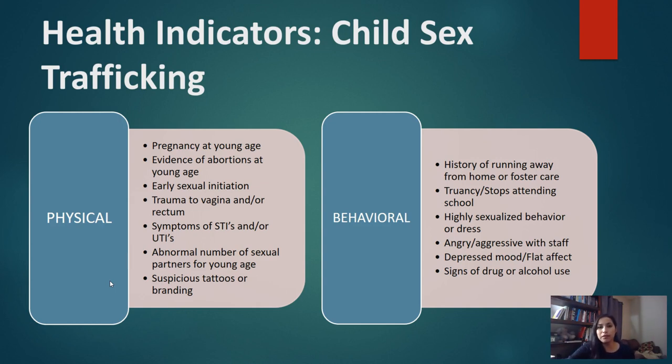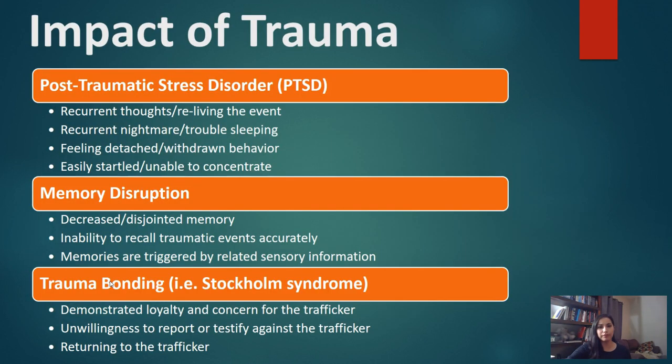Behavioral indicators include a history of running away from home or being in the foster care system, truancy, or maybe they stop attending school, highly sexualized behavior or dress, angry and aggressive with staff, depressed mood, flat affect, and or signs of drug or alcohol use.